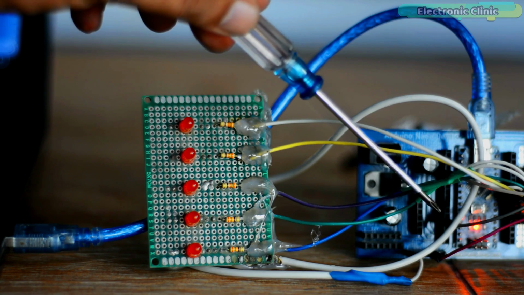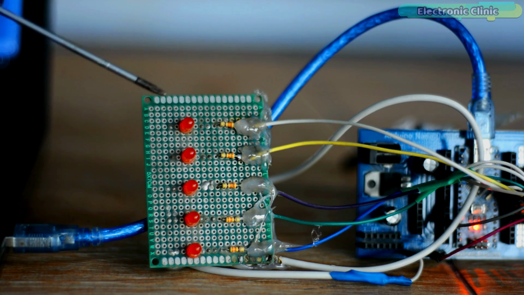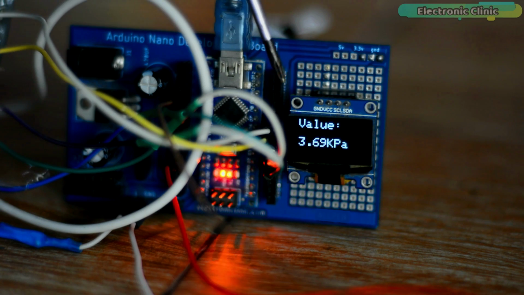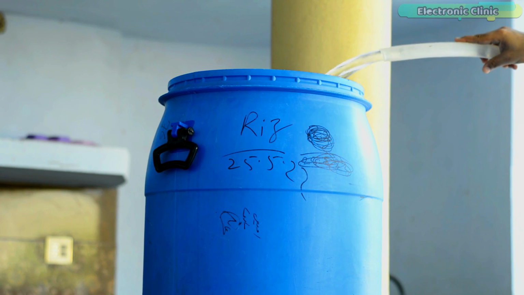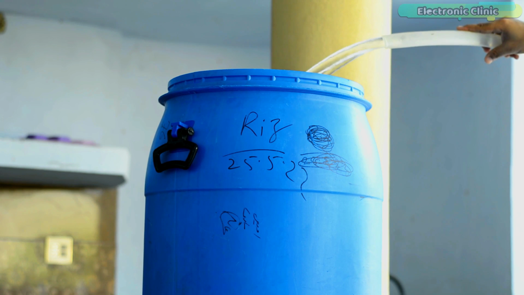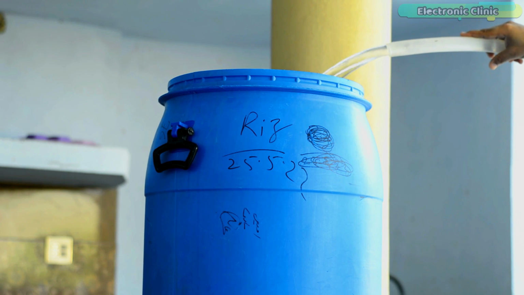I have powered up the Arduino. Right now, all the LEDs are off as the water drum is completely empty. And on the OLED display module, you can see the pressure value in kPa, which is around zero. I'm going to add water and you will see an increase in the pressure value, and the LEDs will turn on one by one as the water level increases.